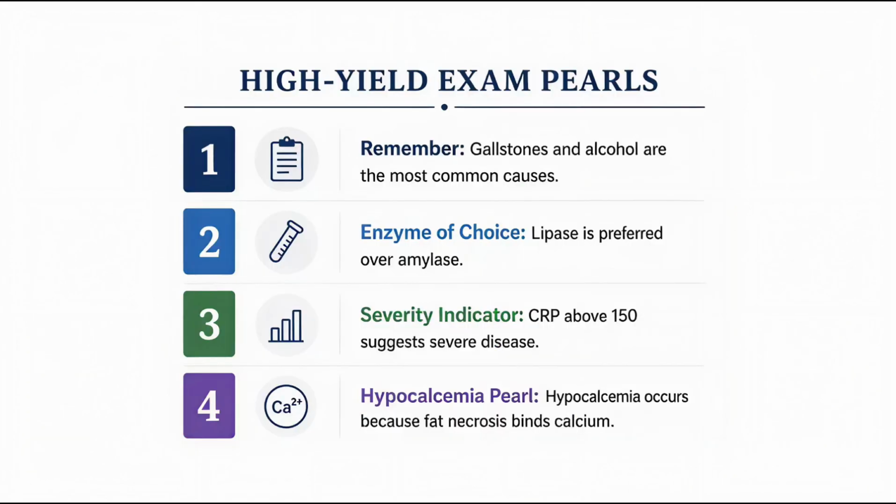To summarize, gallstones and alcohol are the most common causes of acute pancreatitis. Lipase is preferred over amylase for diagnosis. Hypocalcemia may occur due to fat necrosis. Diagnosis requires 2 of 3 standard criteria, and early fluid resuscitation remains one of the most important aspects of management.